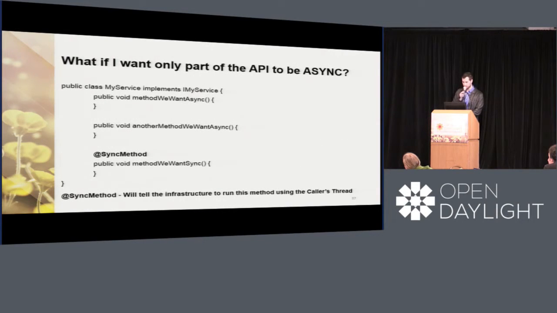So as we said, I magically transform service B calls to asynchronous calls, right? But I might not want to convert all of service B's methods to be asynchronous. So you could just add this annotation that we created. This will tell the infrastructure that these methods should run in the caller thread, not in the new thread pool.